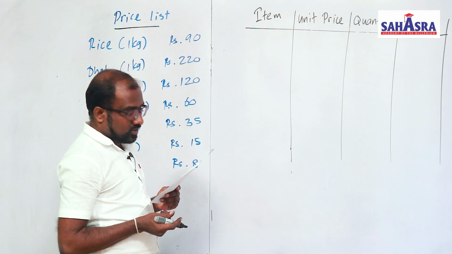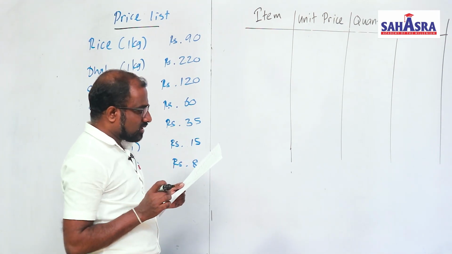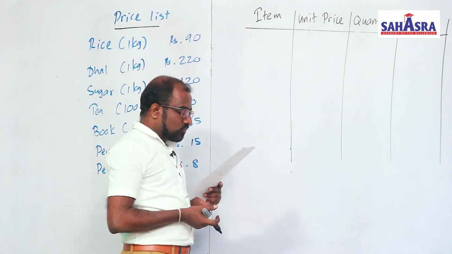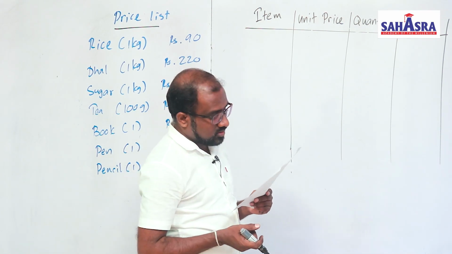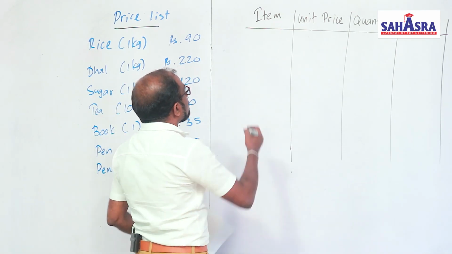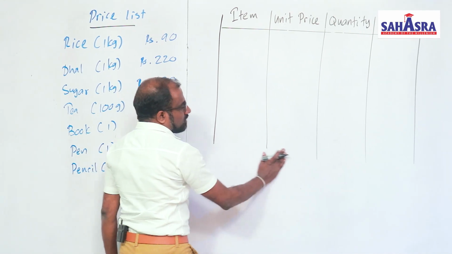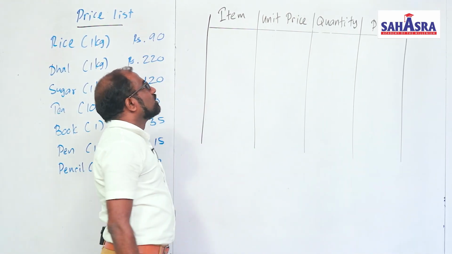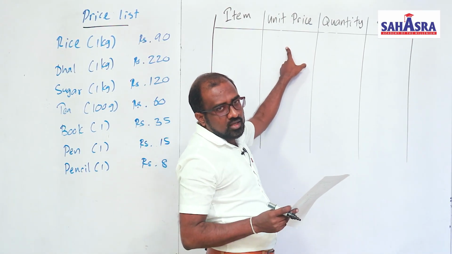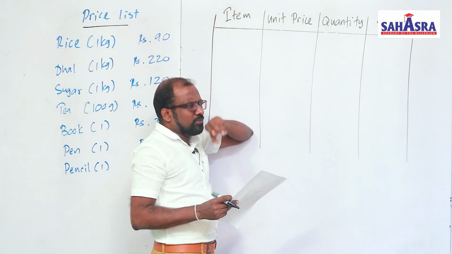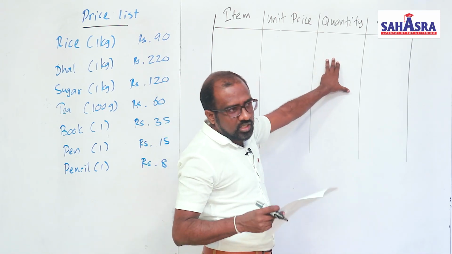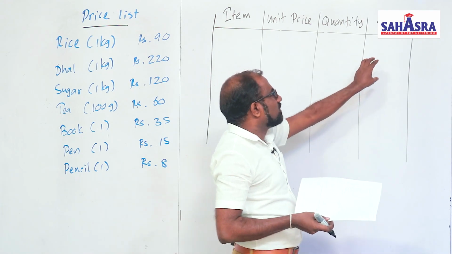So the list is given: 5 kilograms of rice, 2 kilograms of dal, 500 grams of sugar, 300 grams of tea, 4 books and 6 pencils. So we are asked to prepare the bill. The columns that should be in a bill, I have drawn on the board. Item, what you are going to buy. Unit price, the price of 1. It can be 1 kilogram, it can be 1 packet, it can be 1 pen or pencil. So unit price. Quantity, the amount he or she buys, and the price. Right.